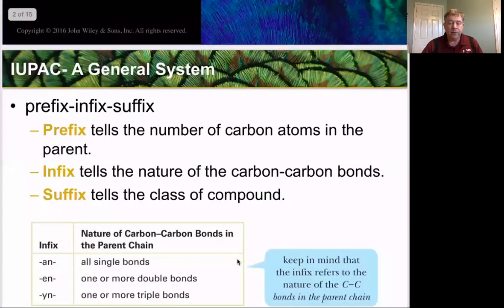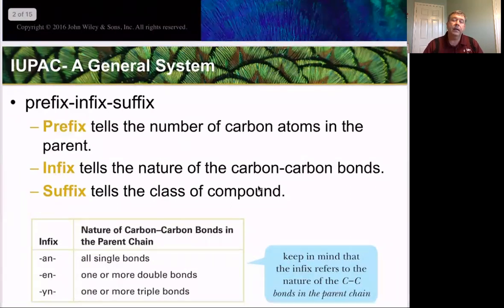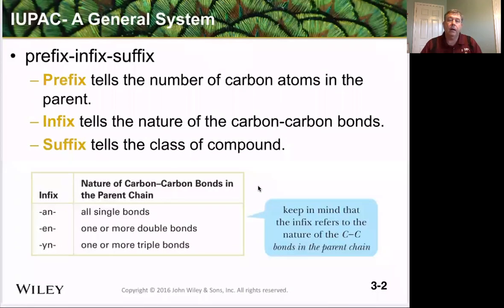Okay, so we're going to continue looking at the IUPAC system for naming things, and we're going to further define our hydrocarbons here. If we look at our IUPAC name, the general system is we have a prefix, an infix or main, and a suffix, which tells us the class of the compound. The prefix tells us the number of carbon atoms in the parent. The infix tells us the nature of those carbon-carbon bonds, okay? And then the suffix tells us the class of the compound, okay?